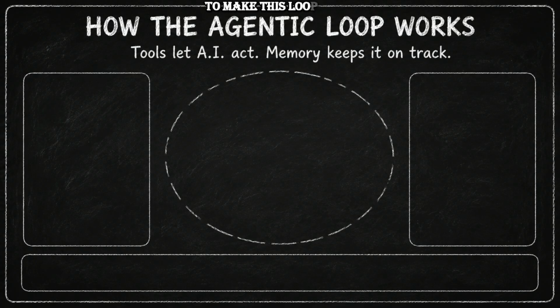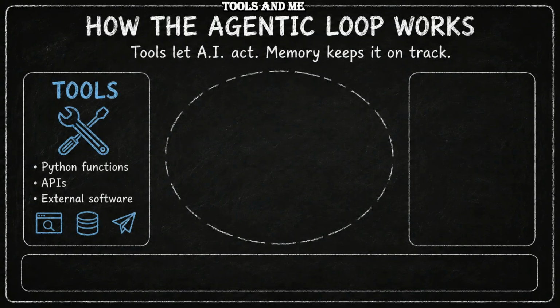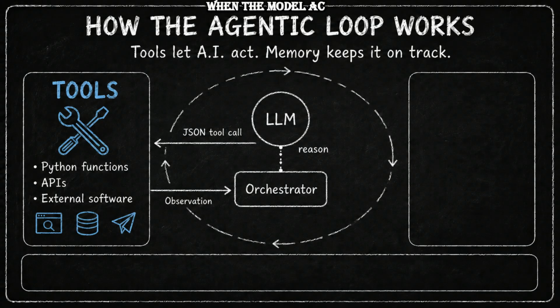To make this loop work, an agentic system relies on two critical components: tools and memory. Tools are the hands of the AI. They are actual Python functions or APIs that allow the model to interact with external software. When the model acts, it outputs a structured JSON object to trigger these tools.